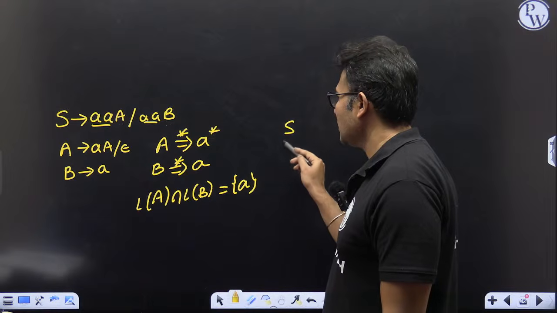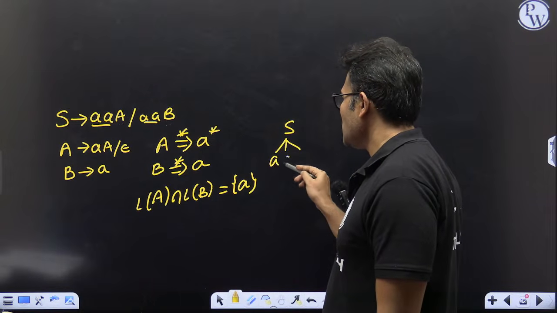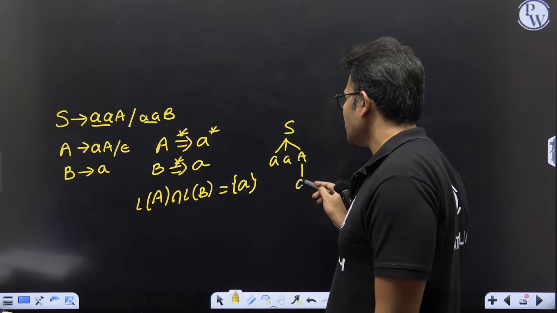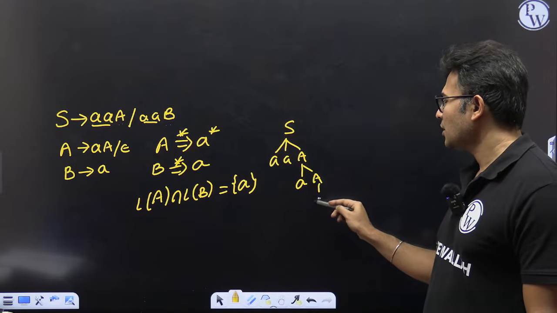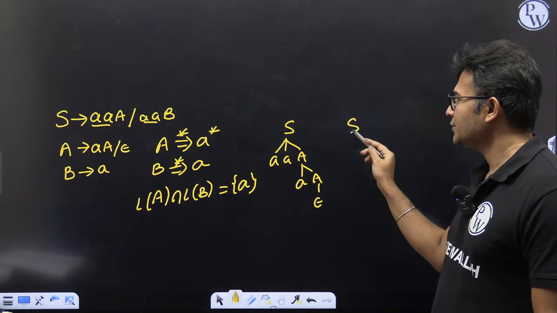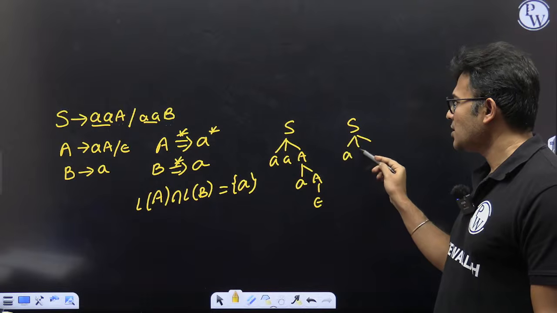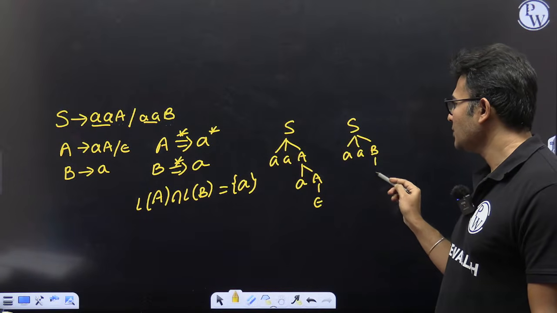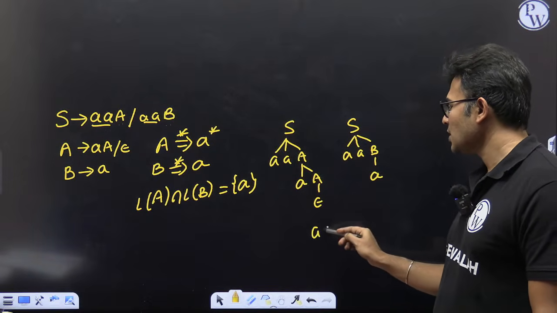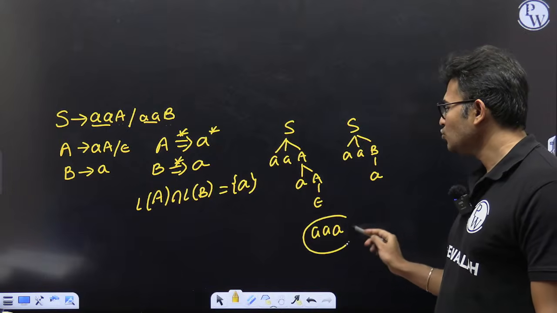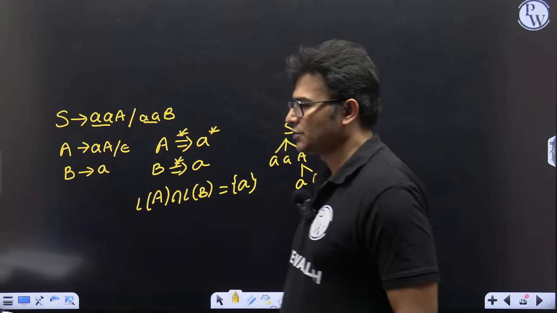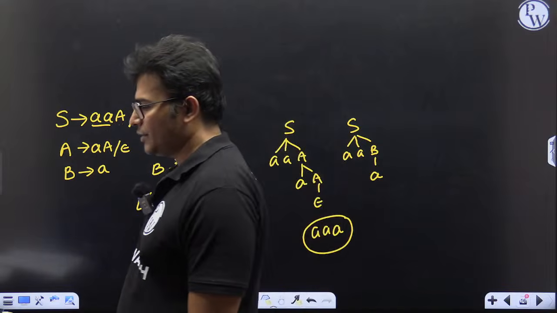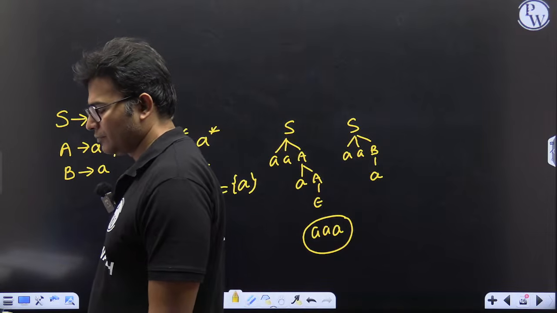So S derives AA and A derives epsilon, or S derives AB and B derives A, which means for A we have two parse trees. Therefore, the grammar is ambiguous, right?